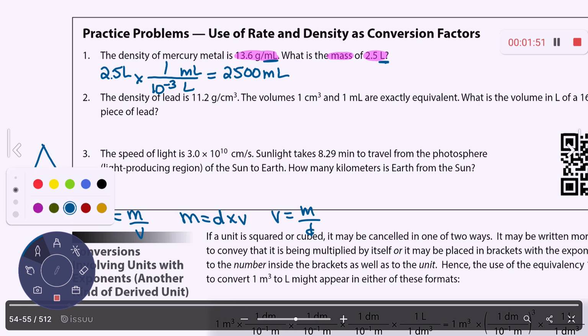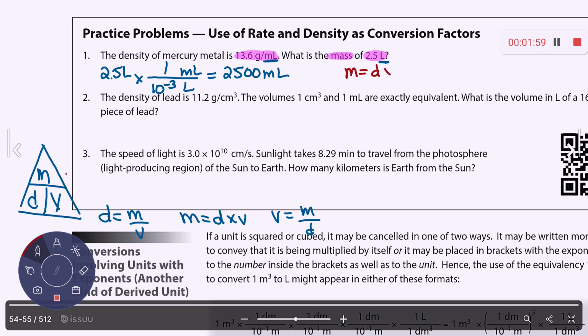At this point, since we're solving for mass, you cover up the M and it says to take density times volume. Mass equals density times volume. So this is 13.6 times 2,500. That will allow milliliters to cancel, and it will give you grams, which is a unit for mass. So here I got 34,000 grams.